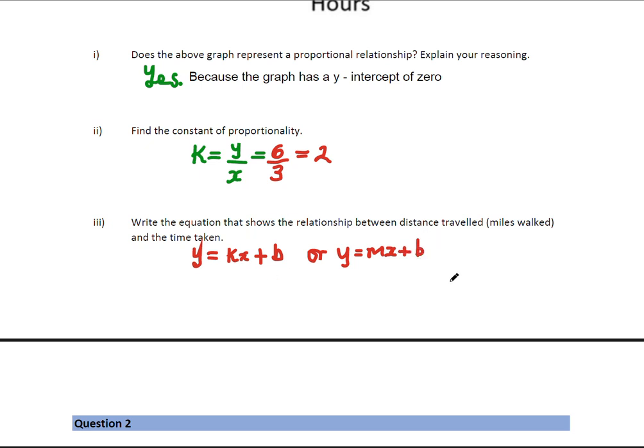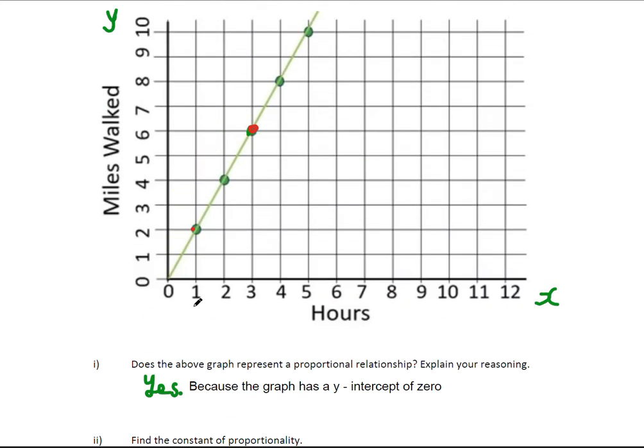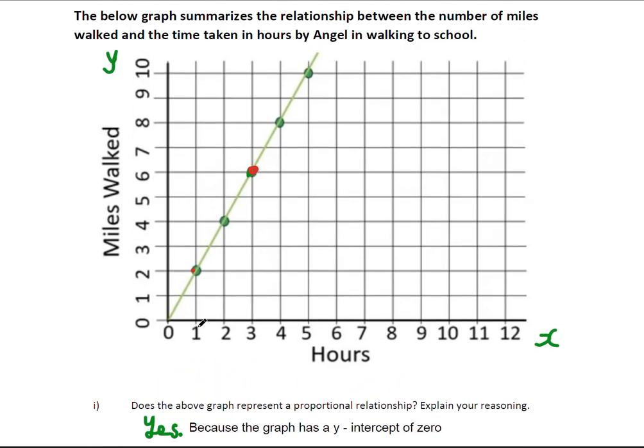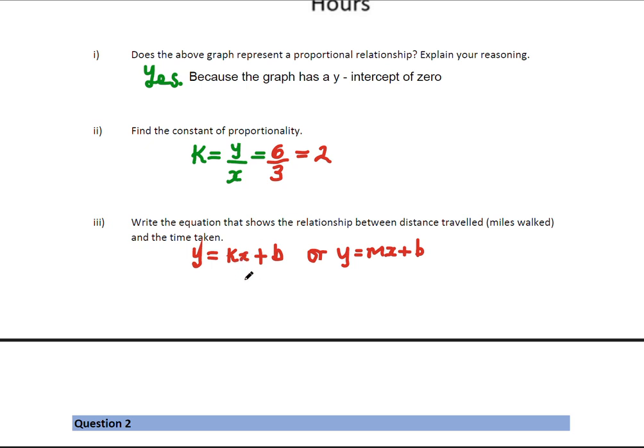This is the standard form of a linear equation, and we know this is a linear equation because a straight line describes the relationship between x and y. So y is equal to kx plus b, or y equals mx plus b. In the equation y equals kx plus b, k represents the slope while b represents the y-intercept. In the equation y equals mx plus b, m is the slope and again b is the y-intercept. So they are exactly the same.